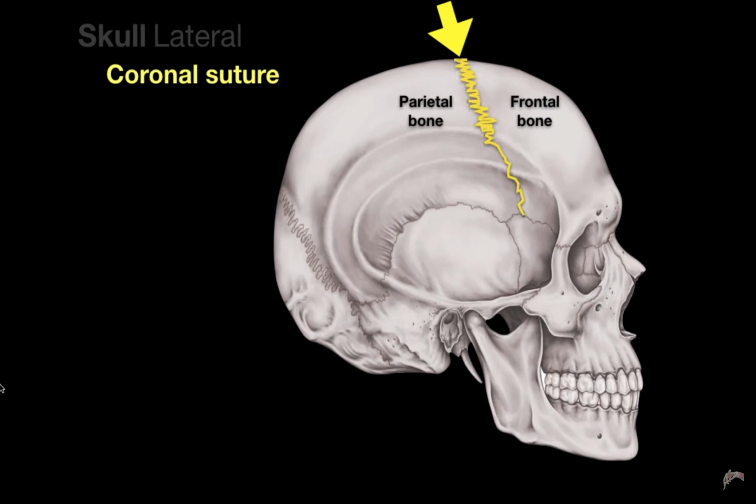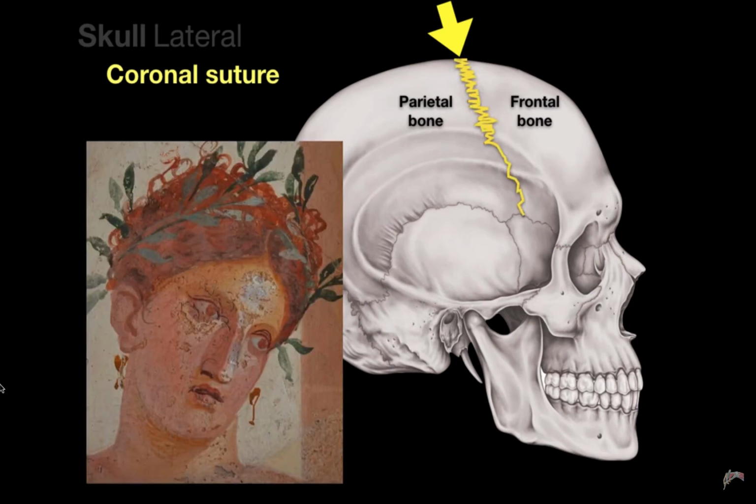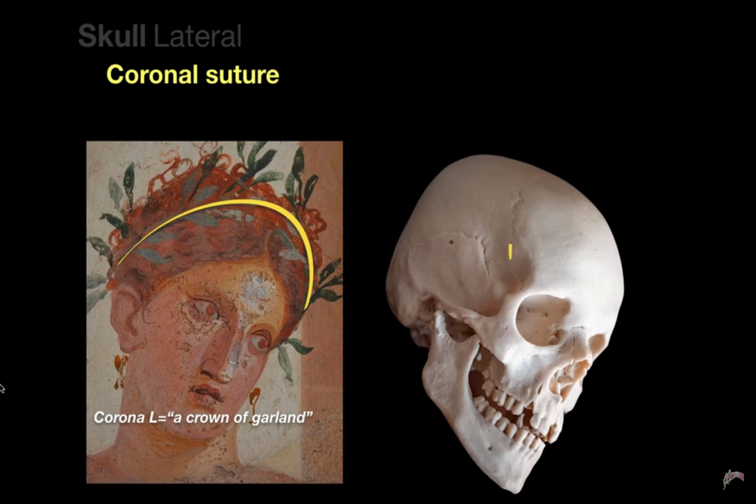Shing! There's our coronal suture. And it gets its name because the word coronal is Latin for a crown of garland, and you can see where that crown of garland is located, and you look at the suture. That's why it's called the coronal suture, because it courses like a crown of garland.